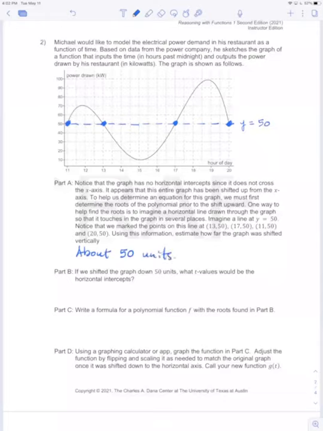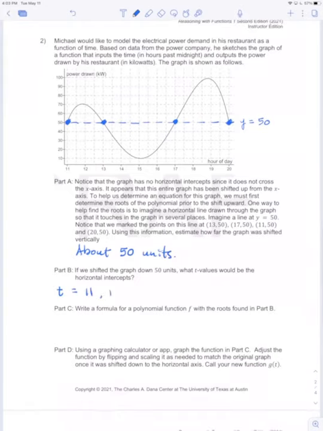Part B, if we shifted the graph down 50 units, what t-values would be the horizontal intercepts? So I'm going to write t is equal to, if I move the entire graph down 50 units, it looks like the point 11.50 would be a root, and we could write t is equal to 11. And then for the same reason, t is equal to 13, t is equal to 17, and finally t is equal to 20. There we go.